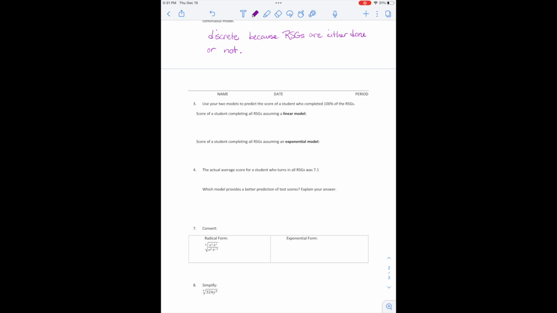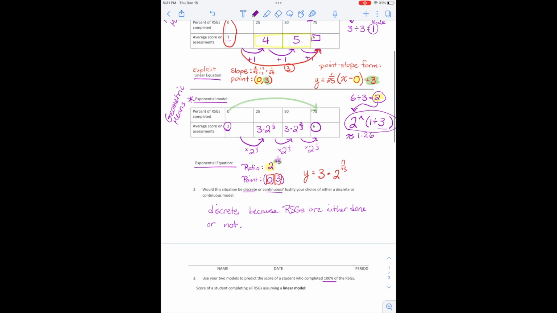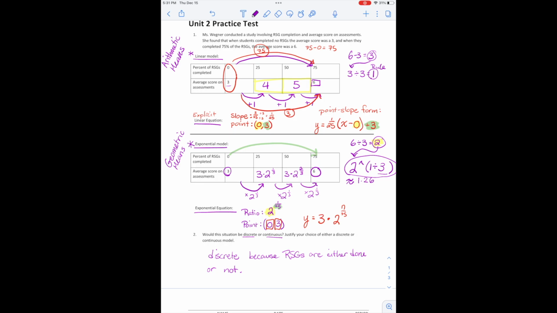Question number 3 asks us to use the 2 models to predict the score of a student who completed 100% of the RSGs. Looking back at these models, I would use the table itself because the next jump in the table would be that 100. And we just need to know what goes here. Same thing down for the exponential. The next jump gets us to 100. And our question is just what goes in the output section. To find that, all I have to do is multiply by the rule I was using to get the big jumps. That's this rule.